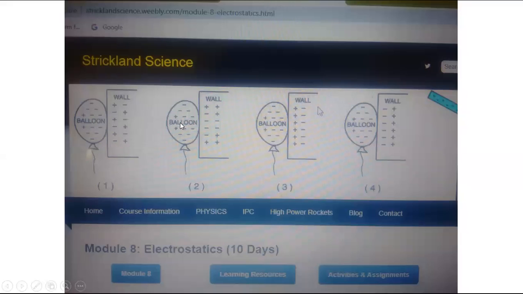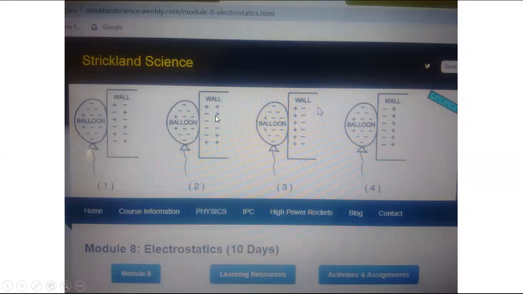So the balloon, which is negatively charged initially, when it is in contact with the wall, it is exchanging its charges and the wall is also negatively charged. Okay. Now you can see here. Now similarly you can see, yes, now the balloon is negatively charged.